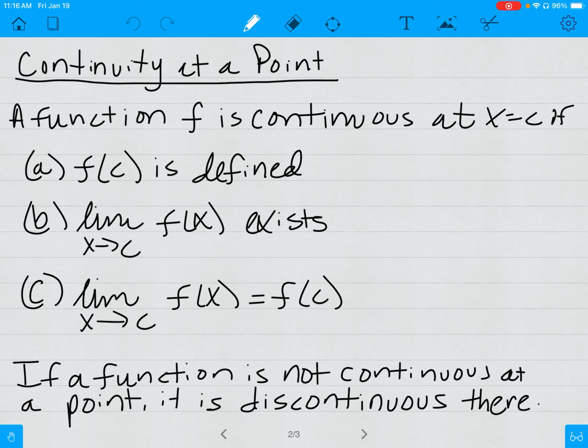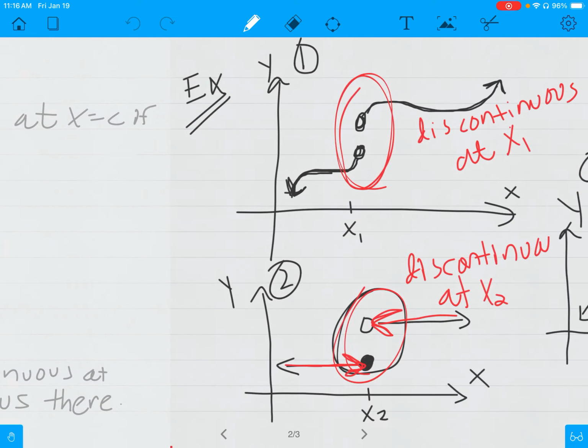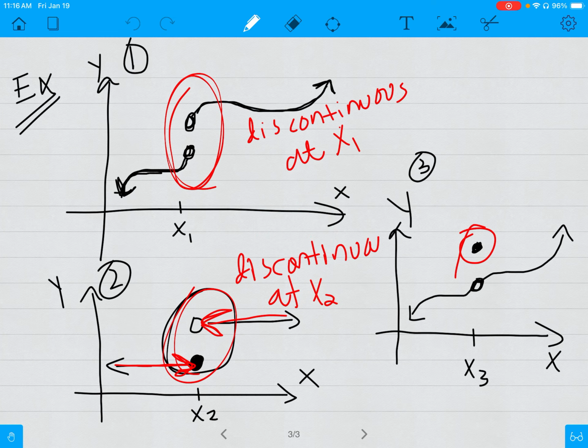Does the limit of f of x exist at that point? And is that limit equal to plugging in that value to the function? Well, no, right? Here's our function value at x3, but that's not the same as what the limit would be. So this one is also discontinuous at x3.